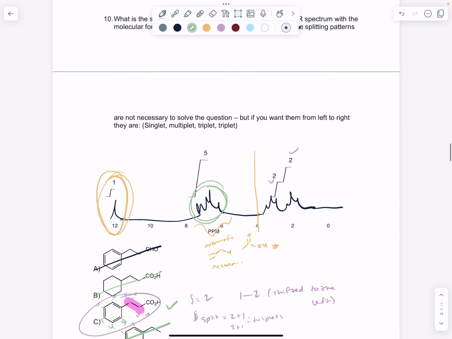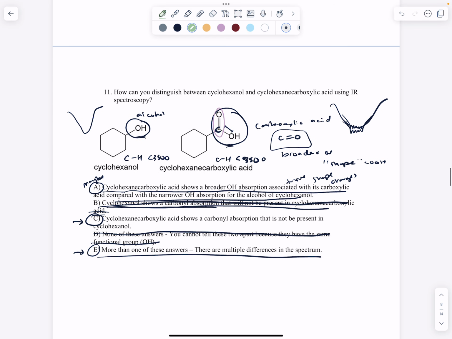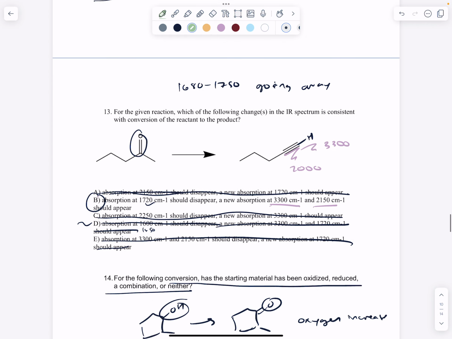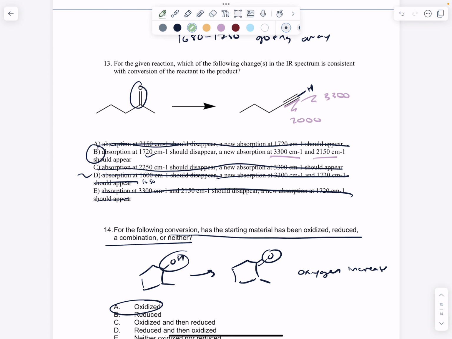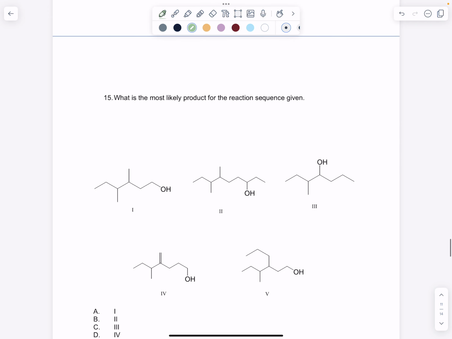And 9, 10, I probably would have skipped. 11, I probably would have done, because I think I could have done that, but maybe not. I would have skipped 12. It would have been intimidating. 13 I could have done pretty quickly, and 14 I could have done pretty quickly.